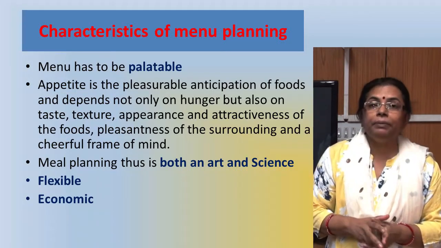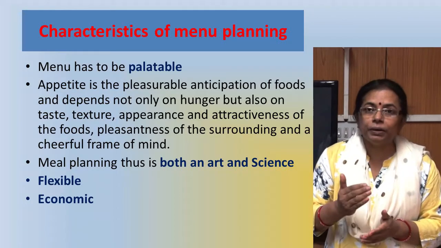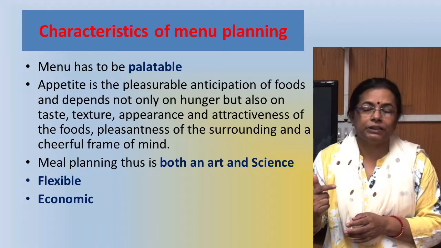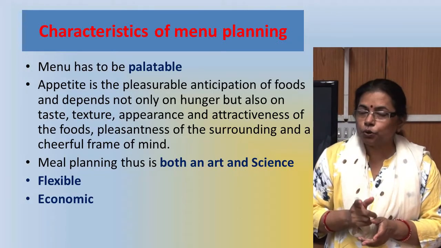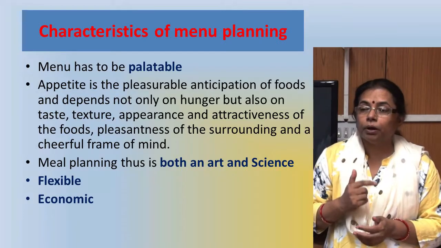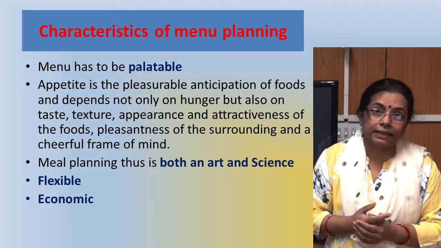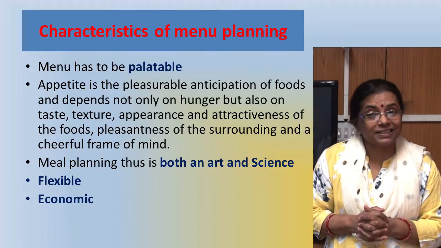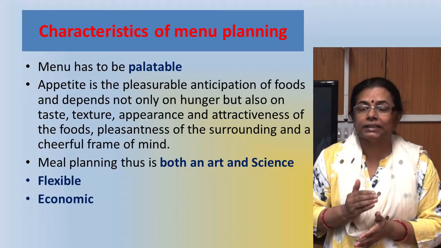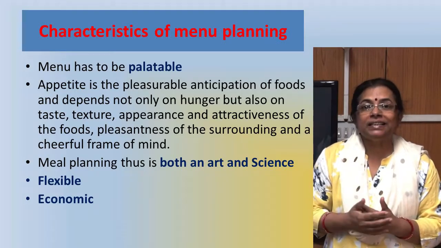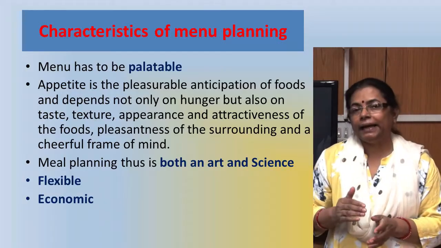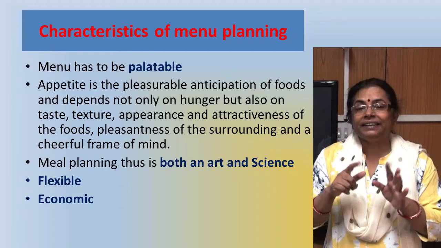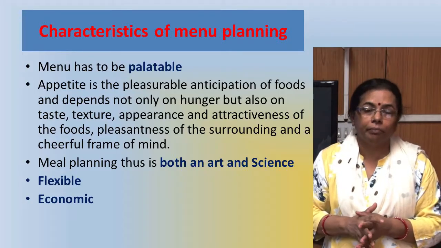A menu plan should not only meet the nutrient requirement, but it should also be concerned with planning and serving an appealing and appetizing meal. Meals must taste good, meals must smell good, because food is seen before it is tasted, because the eye has a role in the acceptance of food. The majority of people will not eat something they do not like, even if it has excellent nutritive value. Appetite is the pleasurable anticipation of food, and it depends not only on hunger but also on color, flavor, texture, appearance of the food, pleasantness of the surroundings, and a cheerful frame of mind.